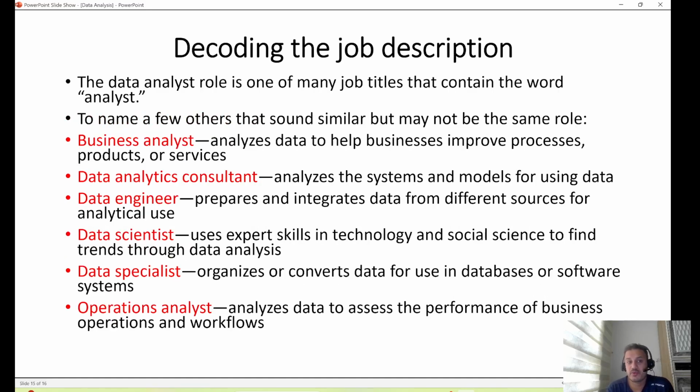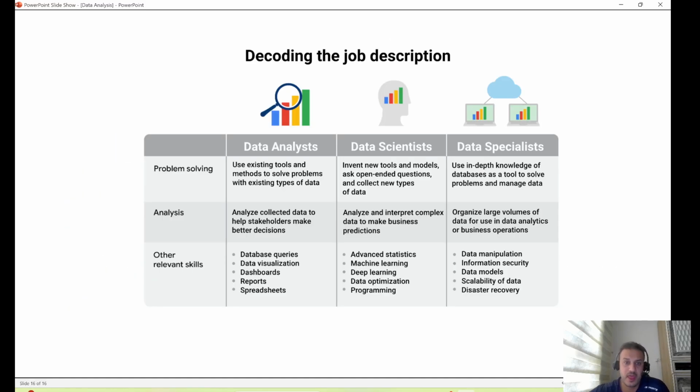Decoding job descriptions. These are job descriptions that you will see on the internet, LinkedIn, and other job sites for job seekers. You'll see business analyst, data analytics consultant, data engineer, data scientist, data specialist, or operations analyst. All these you'll find in search engines, and it's useful for job descriptions. This is where people get confused when interpreting between data analysts, data scientists, and data specialists.